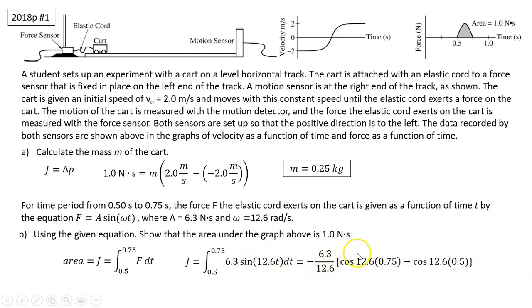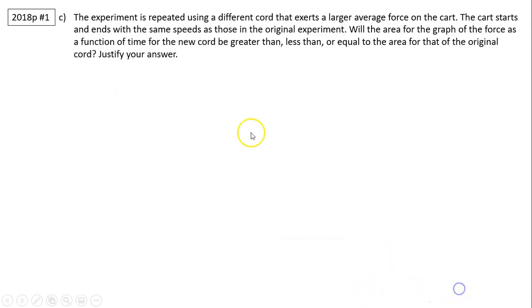Another thing: integration is kind of the inverse of the chain rule. For the chain rule, you multiply. When you integrate, you have to divide. So you use 6.3 divided by 12.6, that's divided by omega, and change the sign to negative cosine. Next, you substitute the top number, then minus the bottom number. Remember, this has to be in radian mode. If you put it in your calculator, you should get 1 Newton times second.